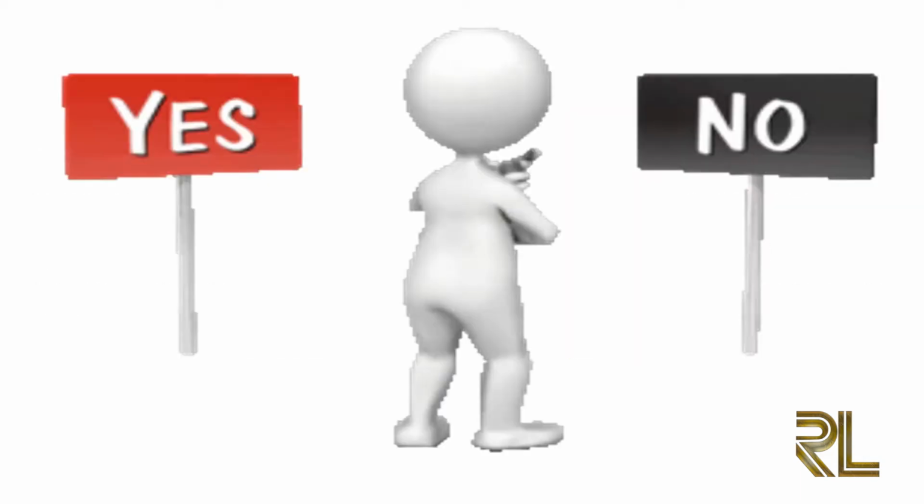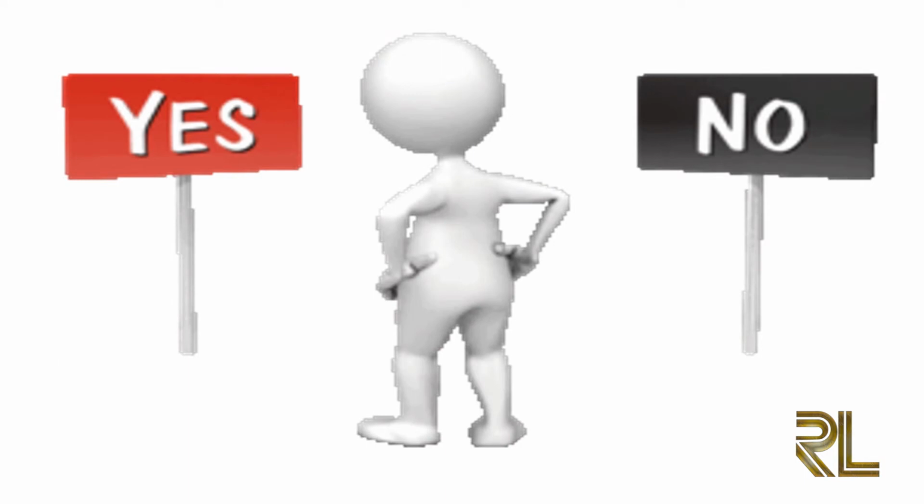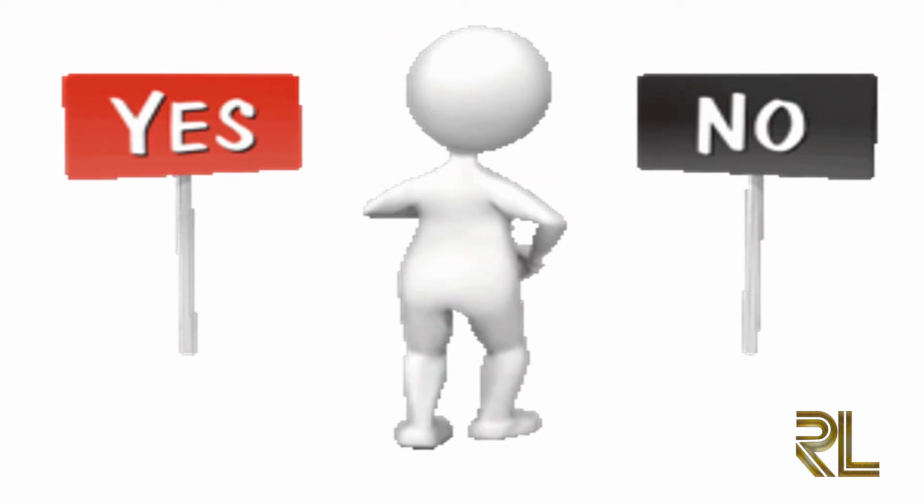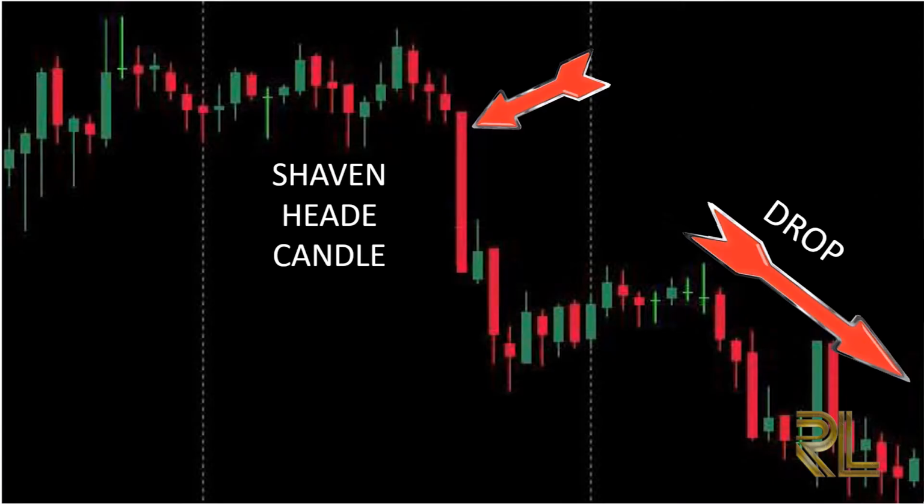But how does understanding price momentum help you make decisions in trading? Let us now look at an example of how shaven head candles can help. Here, we see a bearish shaven head candle that is soon followed by a further drop in prices. If you sold the market after seeing this bearish shaven candle, you would have made a positive trade.